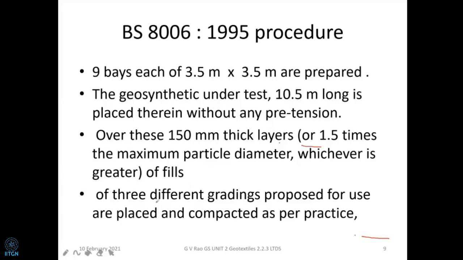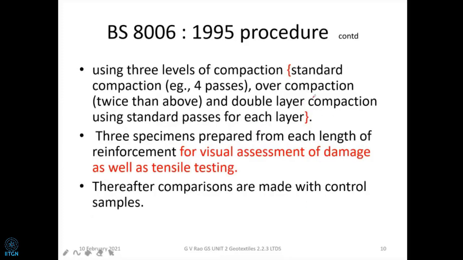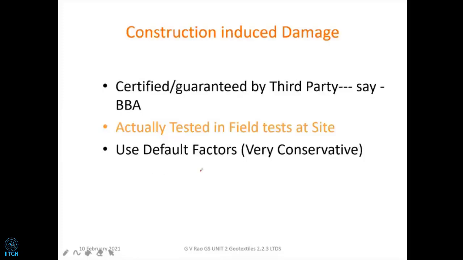Then fills of 3 different gradings proposed for use are placed and compacted as per practice. Then using 3 levels of compaction, that is standard compaction, let us say 4 passes, over compaction, that means twice the standard compaction, and also double layer compaction. Earlier we thought 150 millimeters, now he says we use actually 2 layers, this whole thing now. So what we are trying to do, 3 specimens are prepared from each length of reinforcement for visual assessment of damage as well as tensile testing. Thereafter, comparison is made with control samples now.